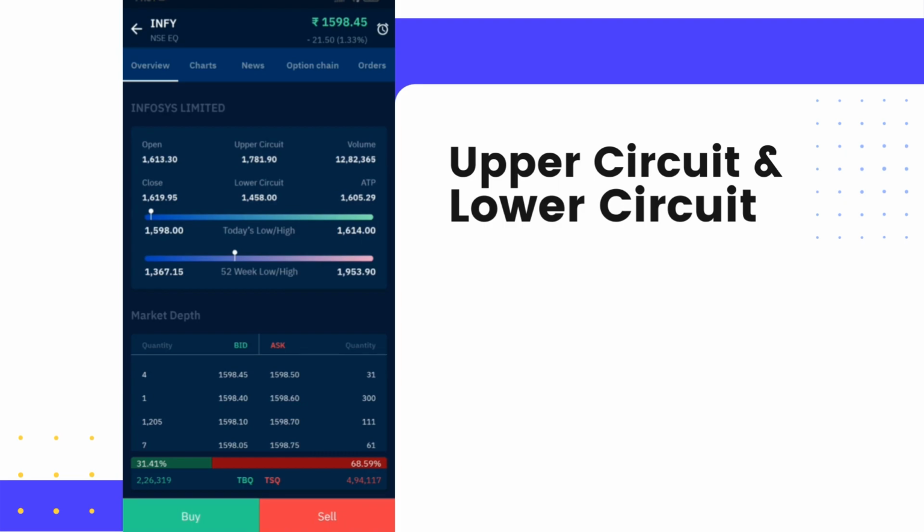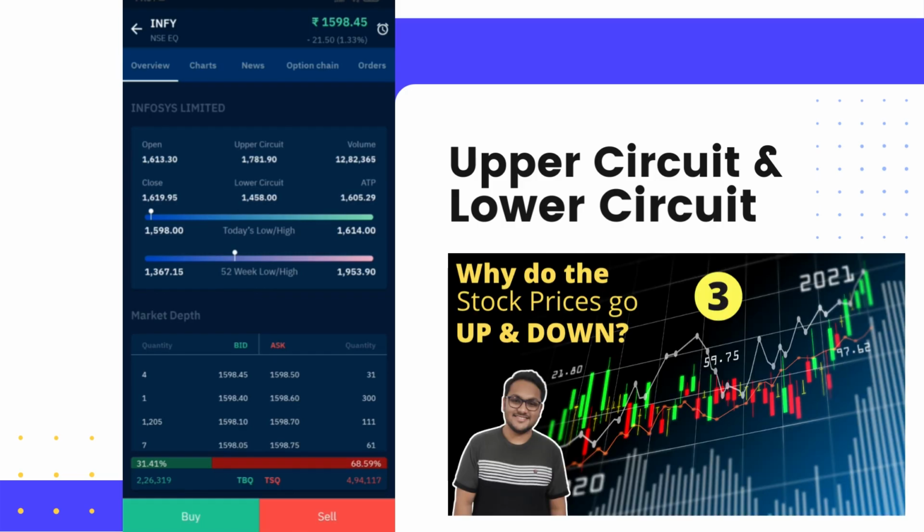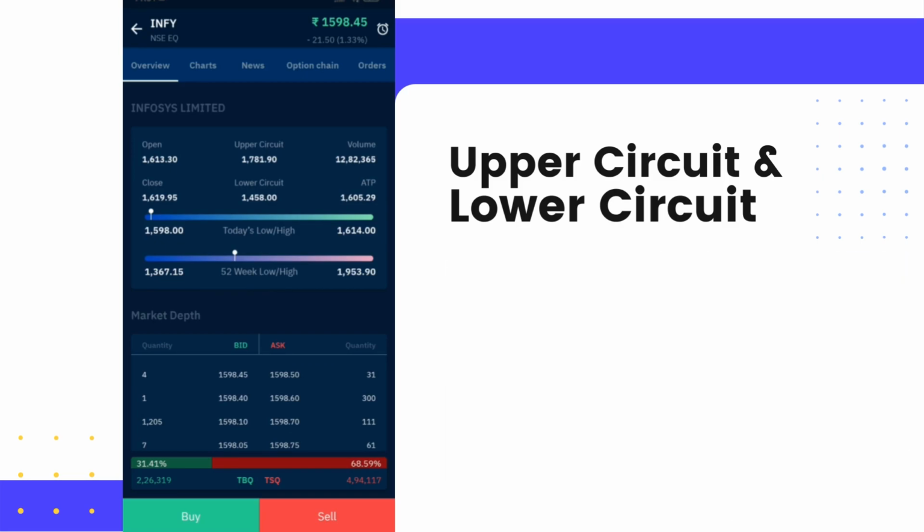First of all, what are upper circuit and lower circuit in simple terms? Upper circuit means the highest limit till which the price of Infosys can go for today, till 3:30. And the lower circuit means the lowest price till which Infosys can go for today. I've also explained in my video on LTP, the latest traded price, how these price fluctuations happen in a particular stock. It happens because of demand and supply, right? If the demand is increasing, the price will also increase.